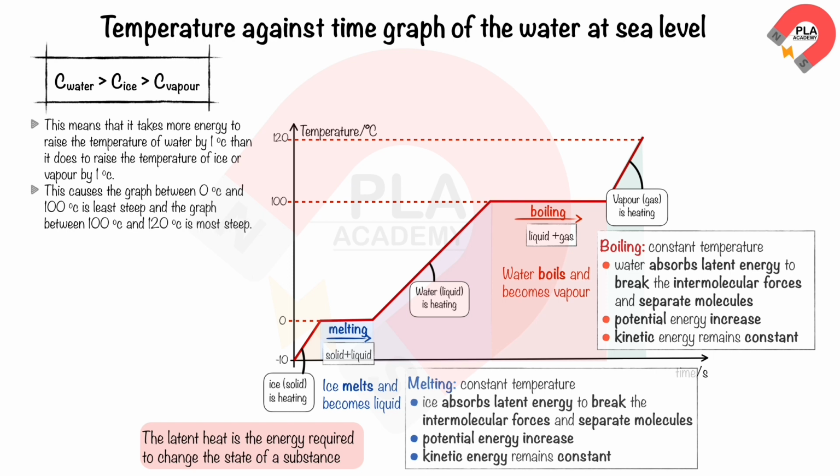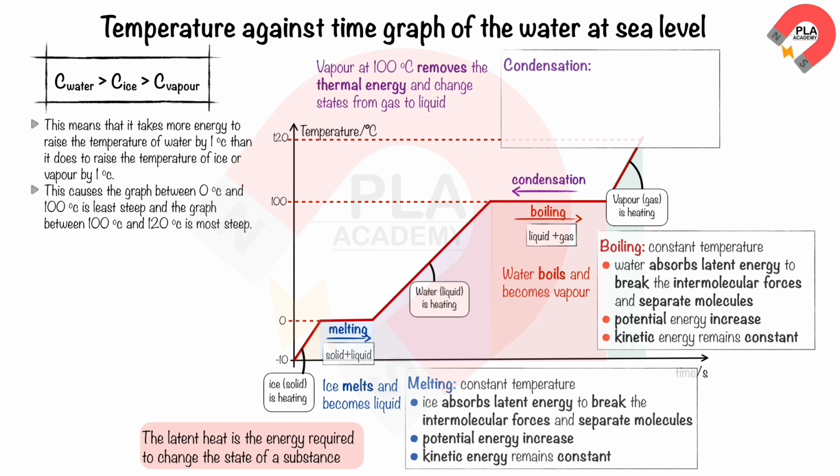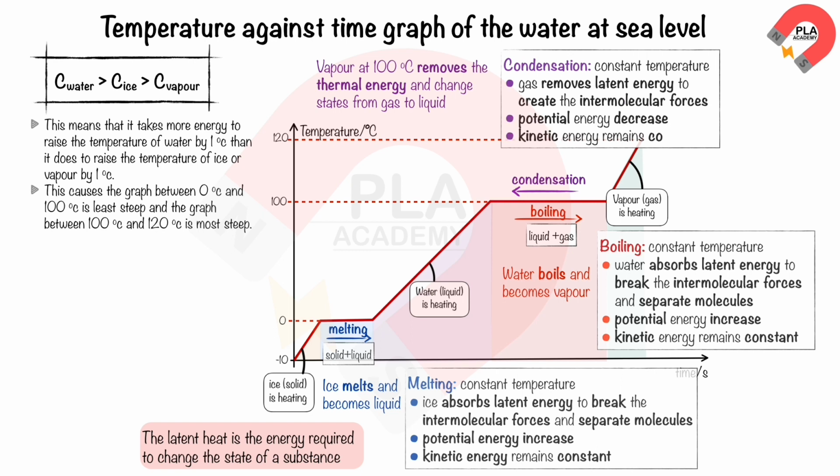and the graph between 100 and 120 Celsius to be most steep. In the reverse process, when vapor at 100 Celsius removes thermal energy and changes state from gas into liquid, this is called condensation. At condensation, the temperature is constant because the gas removes latent heat to create the intermolecular forces, causing the potential energy to decrease, while the kinetic energy of molecules remains constant.